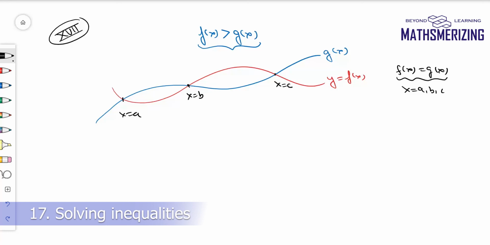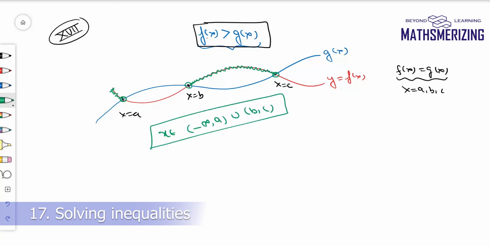Now I need to solve this inequality. So I need to find the interval where f(x) is greater than g(x), or the interval where the graph of f(x) lies above the graph of g(x). The graph of f(x) lies above the graph of g(x) in this interval and in this interval. Also, it doesn't have an equality sign, so I'll use open circles. So the answer to this inequality will be x belongs to, from minus infinity to a, union b to c.